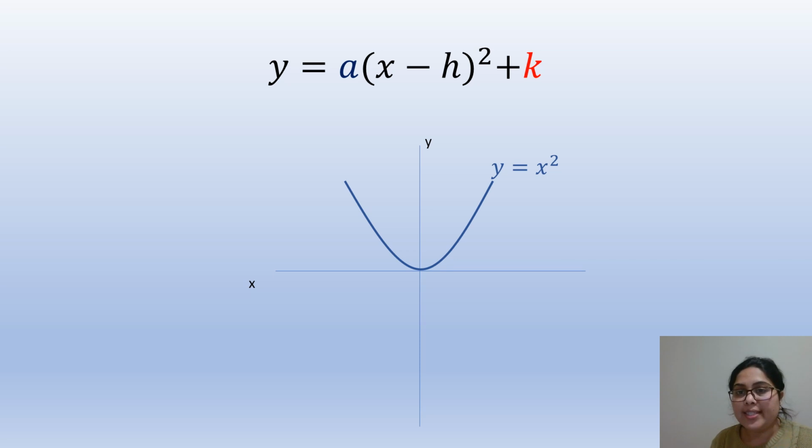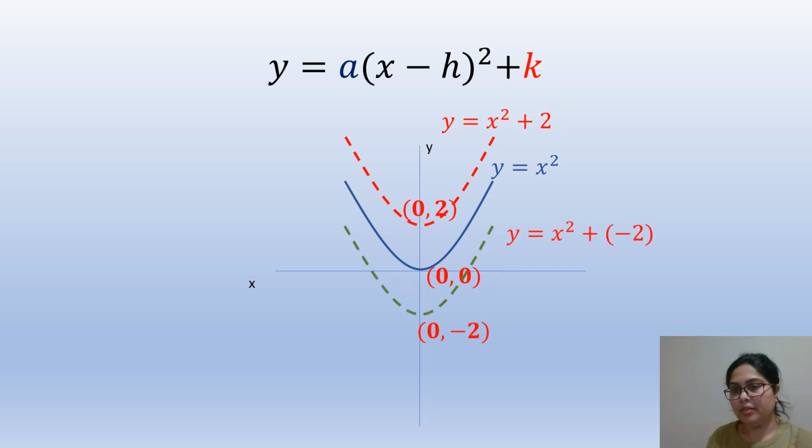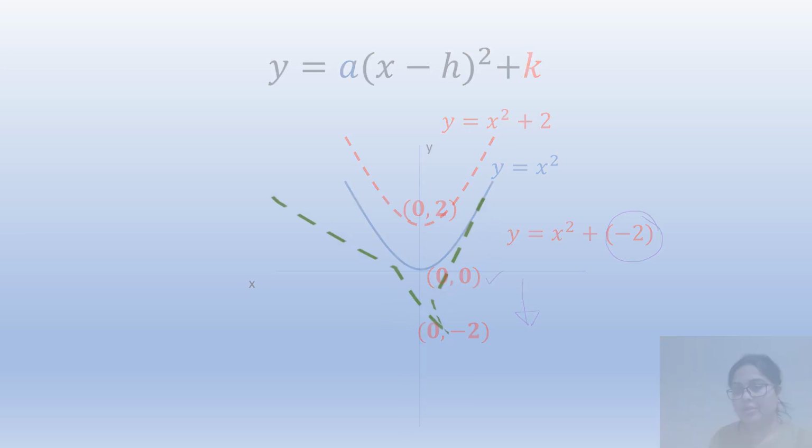And now we will examine the effect of k on the position of the curve. A positive value of k shifts the vertex of the curve upwards, and a negative value of k shifts the vertex downwards.